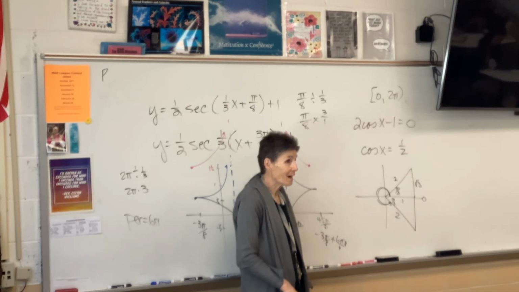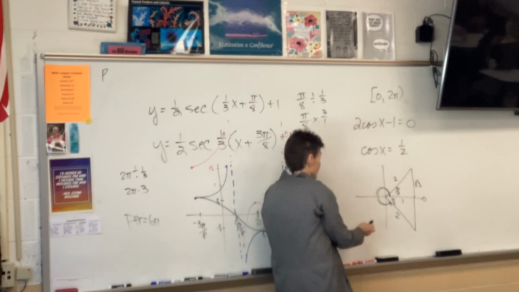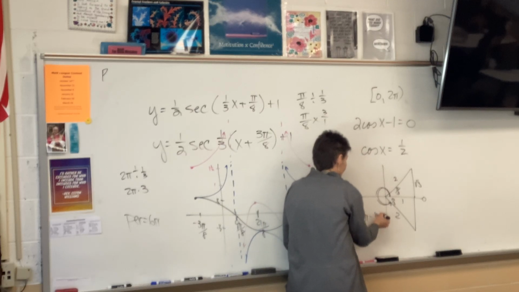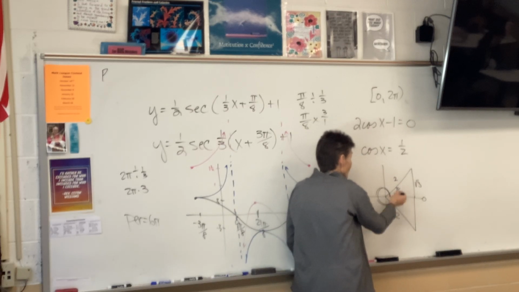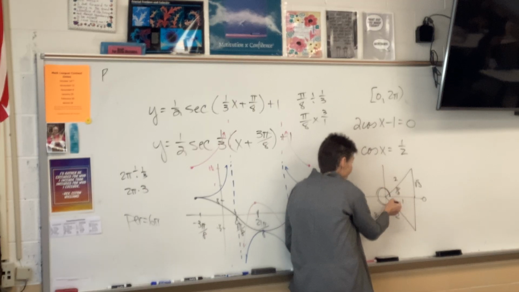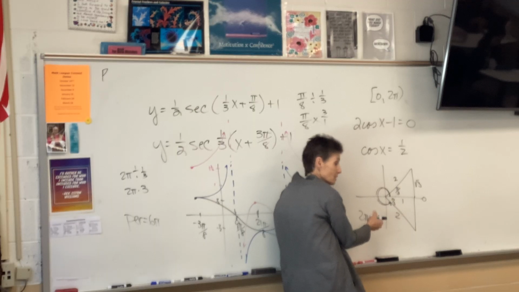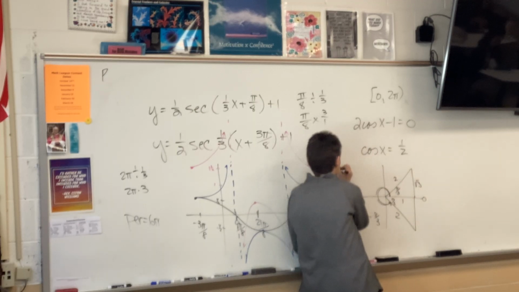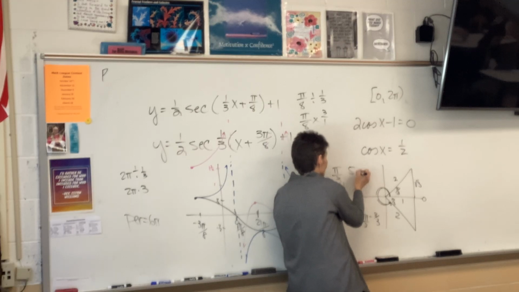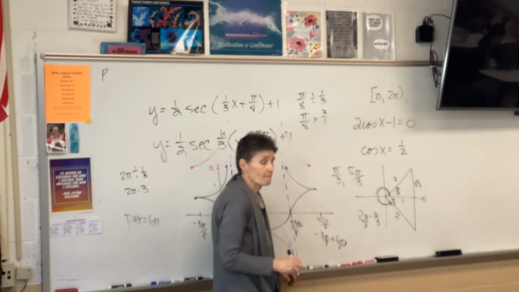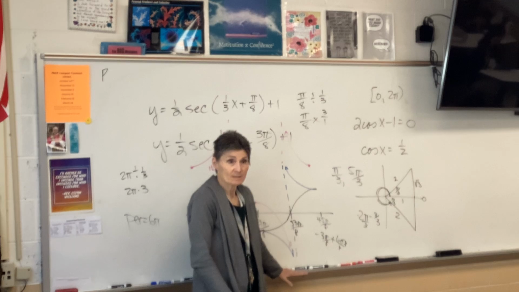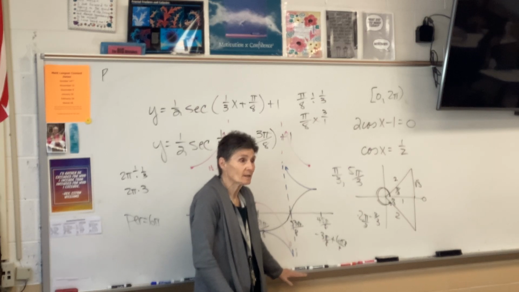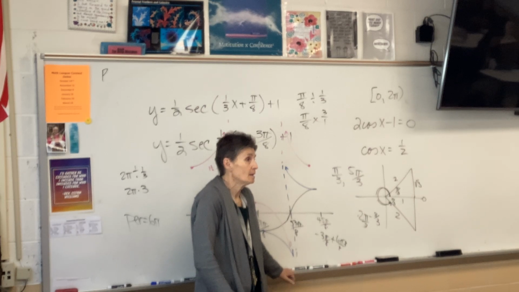2 pi minus pi/3. Guys, look, all the way around is 2 pi. This is pi/3. So isn't that angle 2 pi minus pi/3? Which is 5 pi/3. So that's the answer to the question: which angles have a cosine of 1/2?